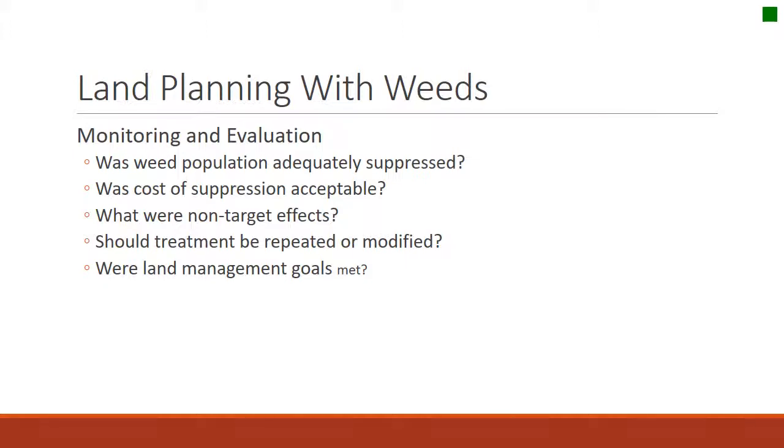Some of these treatments, such as chemical, won't be very effective the first round. Sometimes they require multiple rounds of treatment over a long period of time. Were land management goals met? After you answer all these questions, along with filling out those maps and those things we talked about earlier, you can start to get a good picture of where you really need to go in the future. And you're able to quantify with numbers how effective or not effective what you've done in the past was.